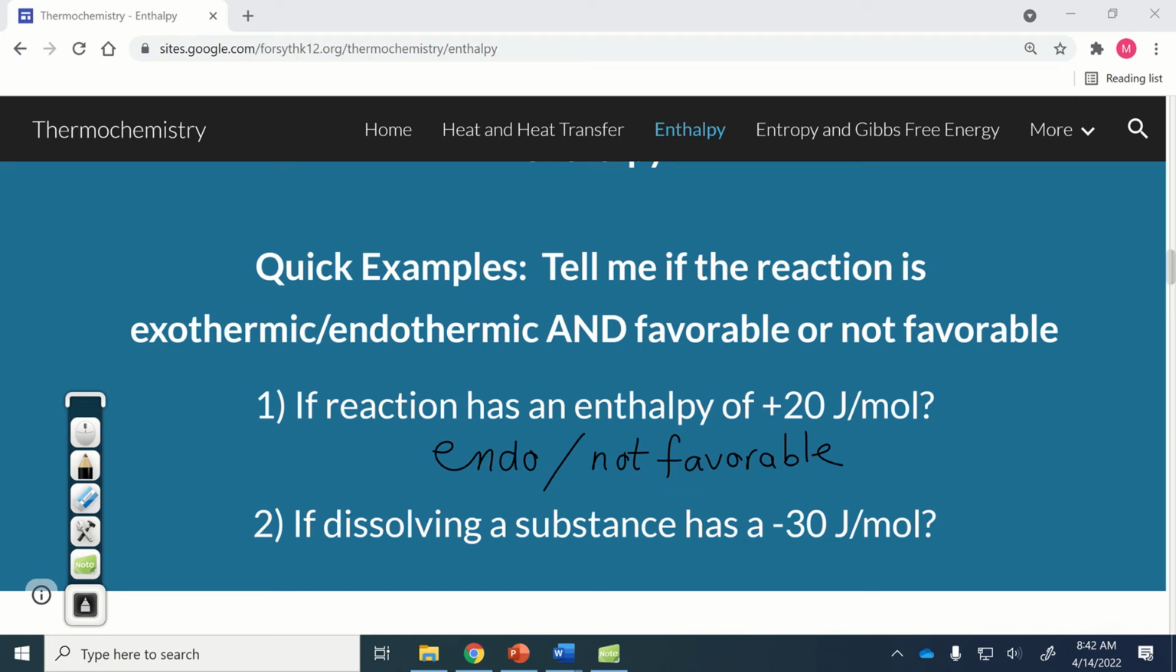If dissolving a substance has a negative 30 joules per mole enthalpy, that would be an exothermic reaction. We would feel heat, and we would consider that to be a favorable reaction. So that's how we identify those. That's something that's going to permeate through the rest of these problems. A lot of questions I'll be asking are, is this endo, exo, is this favorable, not favorable, why? And it's all about the sign of the enthalpy right now.